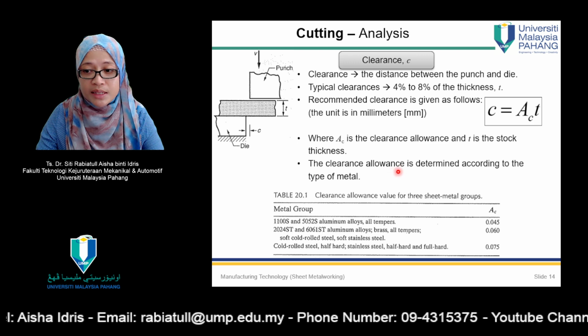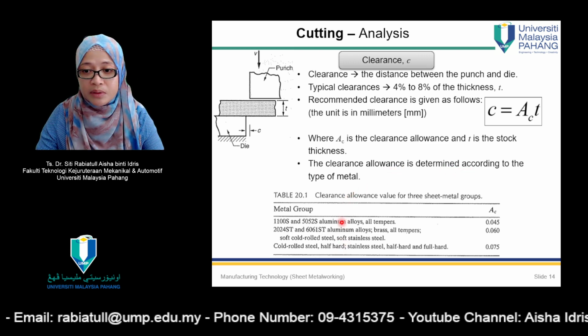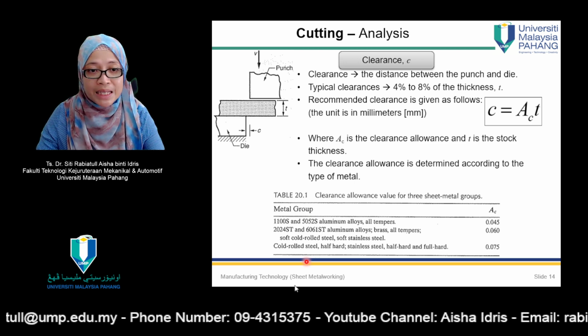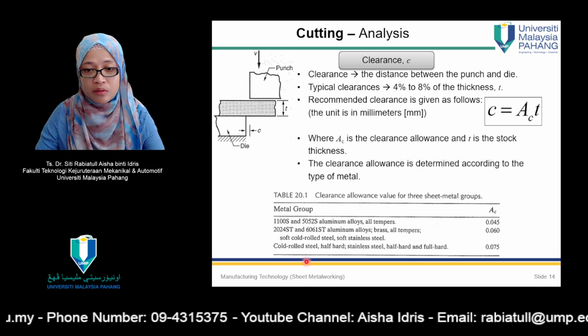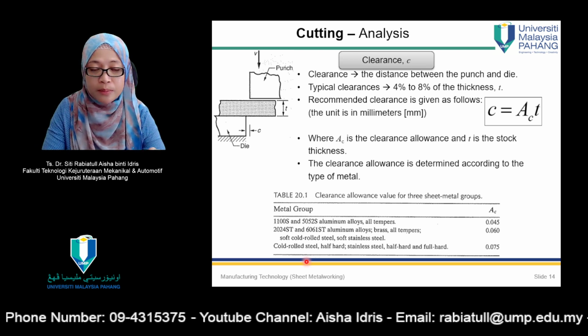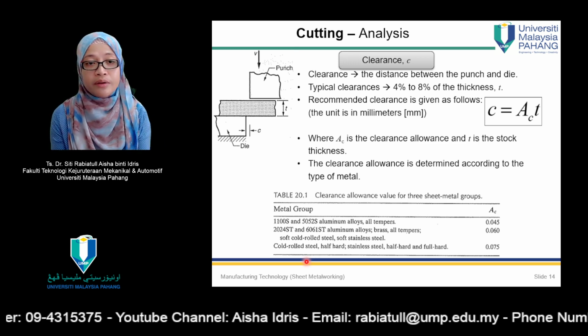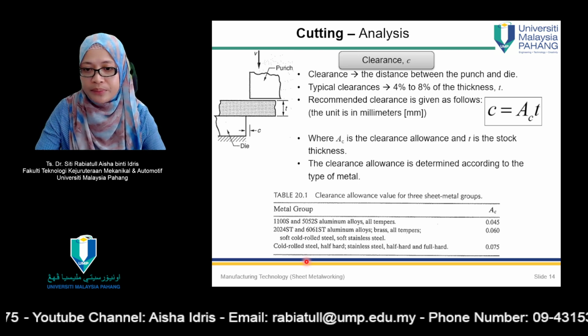Clearance allowance is determined according to the type of metal. So different types of metals have different values of allowances. So basically, you need to be aware of what type of material the blank is being made of. From there, the clearance allowance differs from one to another.